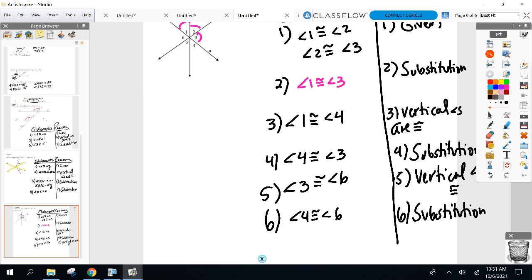Hey, one step at a time. I don't want people just smushing all these vertical angles into one step. You're not going to know what to do with them. Or all the substitutions into one step. You're just not there. So one step at a time.